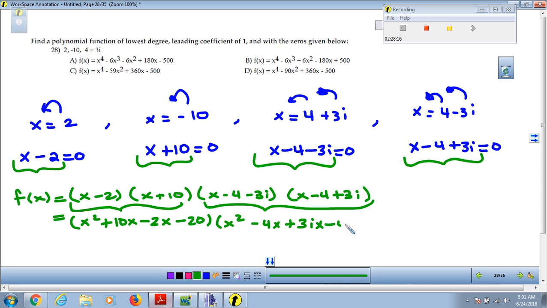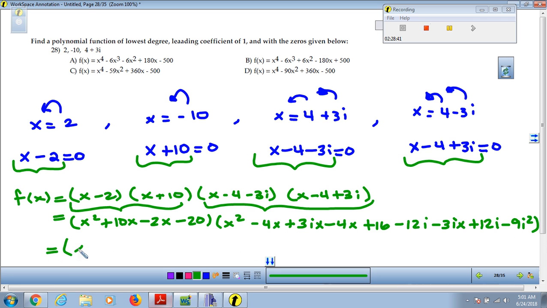-4 times x is -4x, -4 times -4 is +16, -4 times 3i, -12i. -3i times x, -3ix. -3i times -4, +12i. And -3i times +3i, -9i squared.